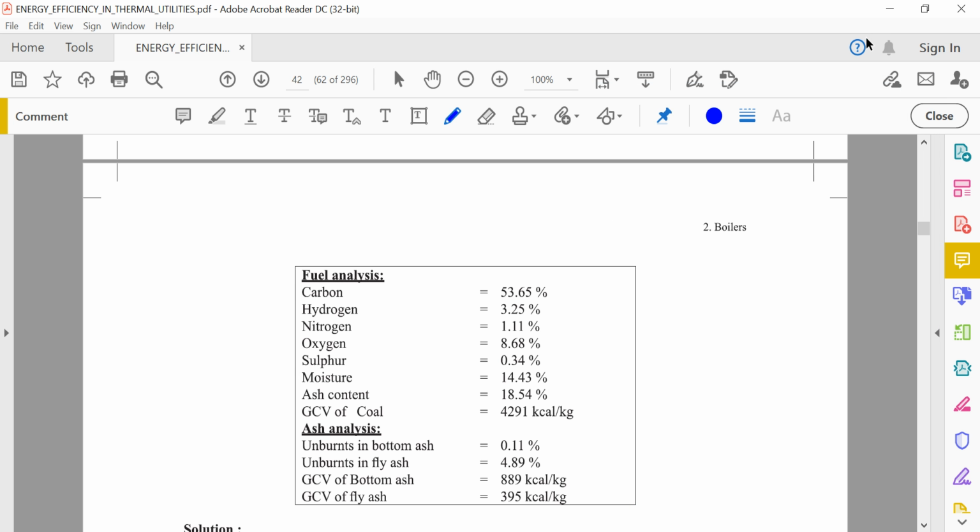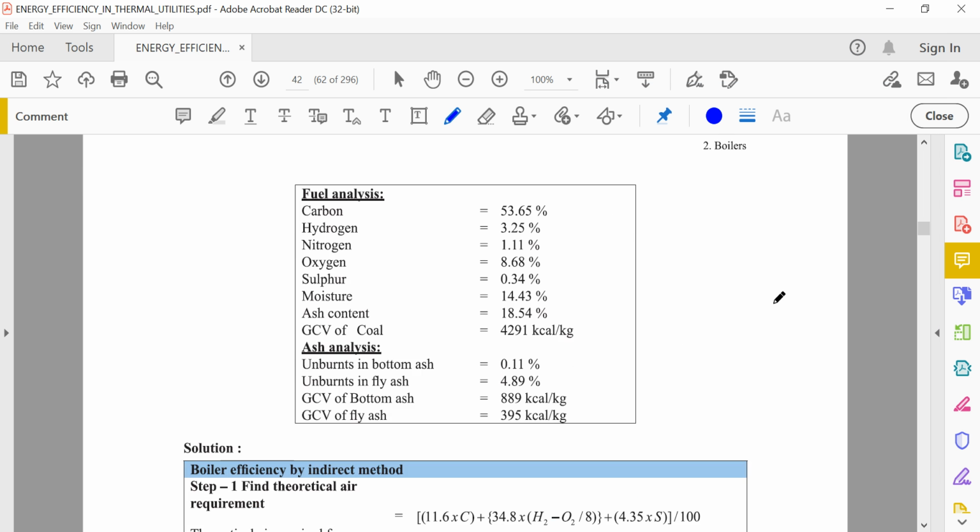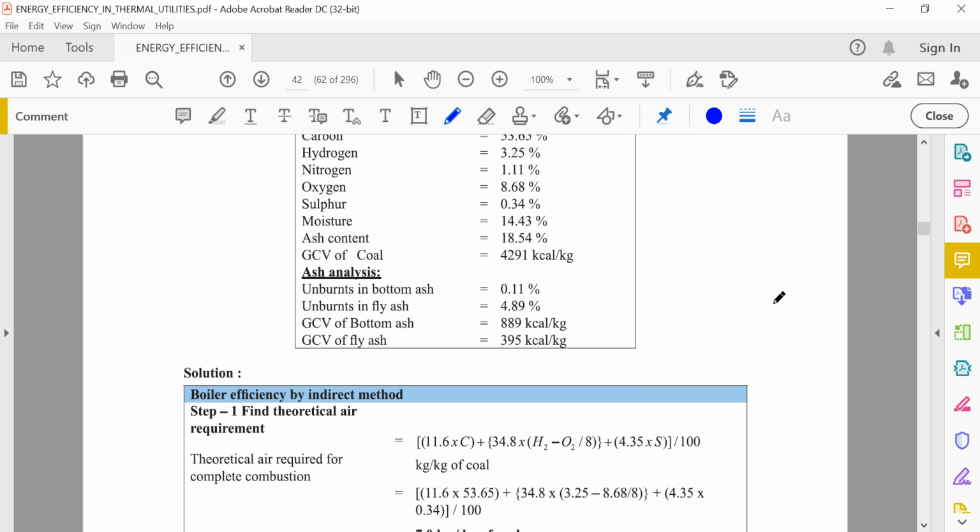Then after the ash analysis, the GCV of bottom ash as well as fly ash is also given, whereas the quantity of unburnts in bottom ash as well as fly ash is also given.